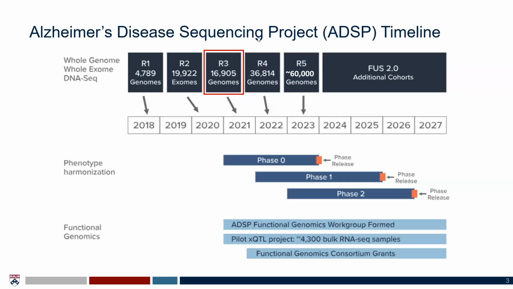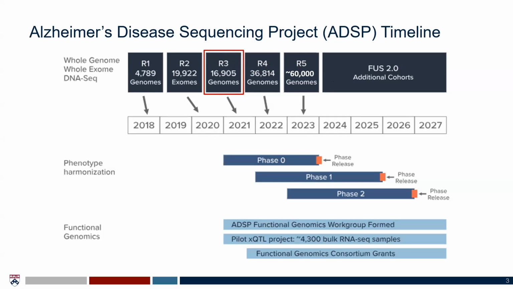And my study is focused on R3. We have close to 17K whole genome sequence data. Currently, R4 is available for everybody to apply and see the data. R5, as I learned from Lisa and Jerry, I said 2023, but I think probably this year we will have R5. That is 60,000 whole genome sequence data.